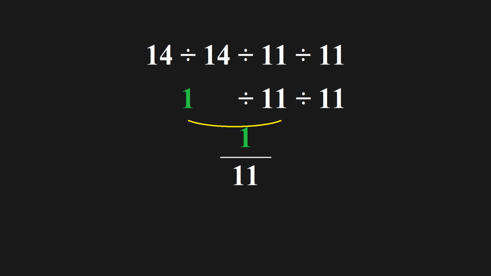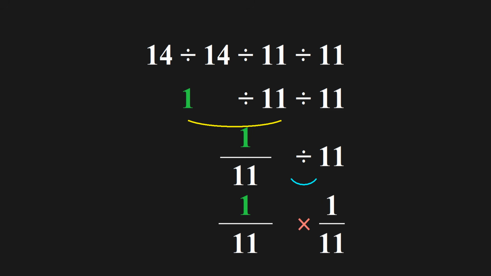So we have first this division 14 divided by 14 equals 1. So we have 1 divided by 11 divided by 11, and we can write this part as 1 over 11 divided by 11. So we must keep the first fraction 1 over 11 and change division to multiplication times. Then flip the second fraction 1 over 11 which equals 1 over 121. And this is our final answer for this problem.